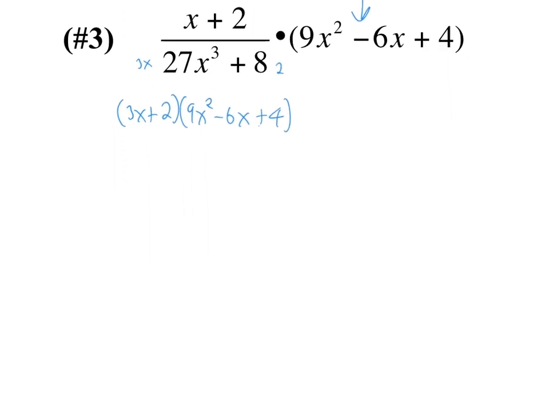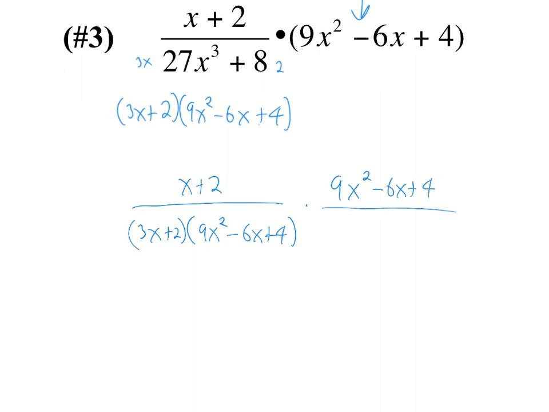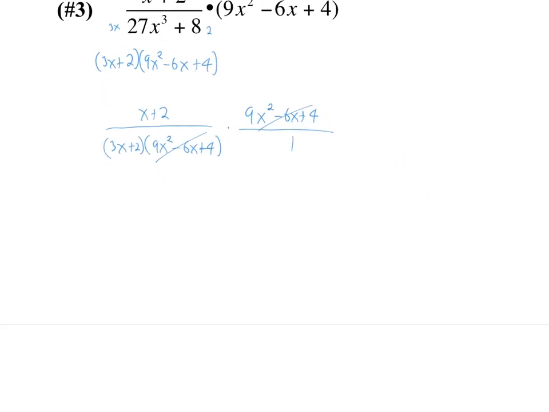Now let's rewrite this here. We have x plus 2 over 3x plus 2 times 9x squared minus 6x plus 4, times 9x squared minus 6x plus 4 over 1. You see how these are going to cancel out now? They're the same. So that's what I was talking about. One of the factors when you're doing these will usually be the right answer. And then we're multiplying by 1 over 1 basically, which doesn't do anything. So our final answer is going to be x plus 2 over 3x plus 2. And that's our final answer.